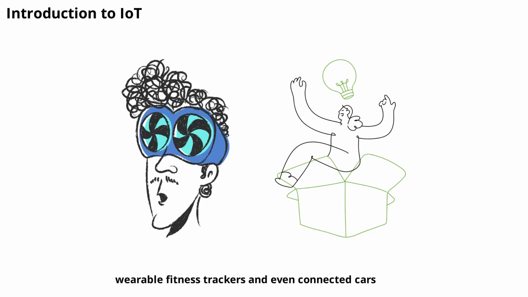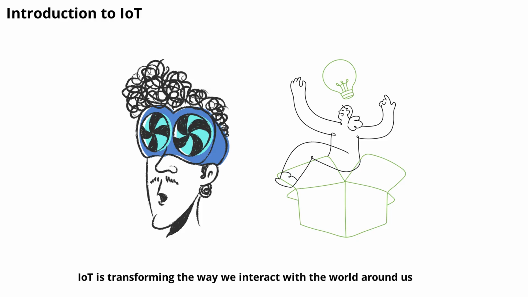From smart thermostats in your home to wearable fitness trackers and even connected cars, IoT is transforming the way we interact with the world around us. Let's start by understanding the basics and why it matters.